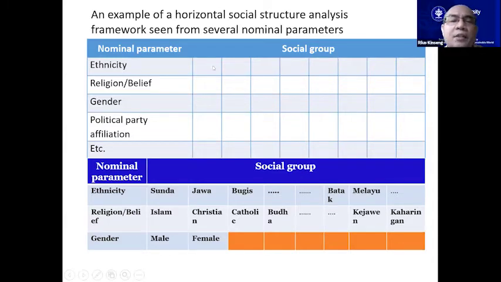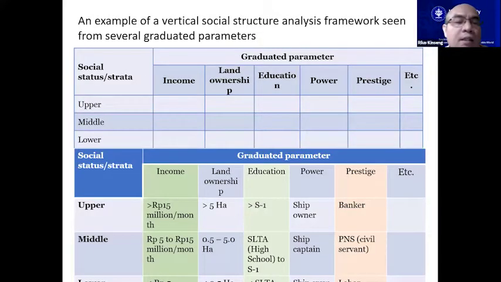Based on ethnicity, you have social groups. For example, Javanese, Sundanese, Bataknese, and so on and so forth. This is a social group, and these are horizontal groups, if we use nominal parameters. And then if we use vertical or graduated parameters, we come up with upper, middle, and lower, for example based on income, land ownership, education, power, prestige, and so on.